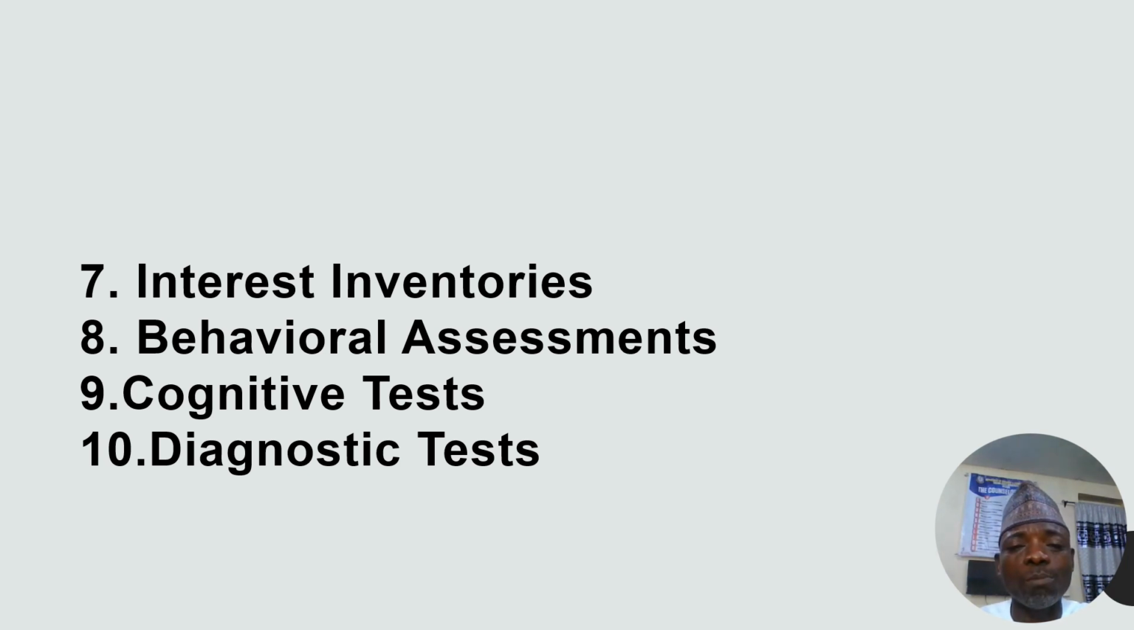And number 8 is behavioral assessment. We should take a look at the overt and covert behavior, what we can see and what we cannot see. We have instruments that can help us to elicit information from what we can see and from what we cannot see, based on the behavior of someone in the community. Number 9 is cognitive tests. We can test someone's ability, as I've said earlier. We can test how he comprehends things. And not only this, number 10, we have diagnostic tests.